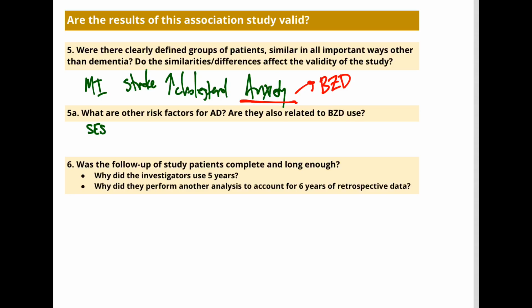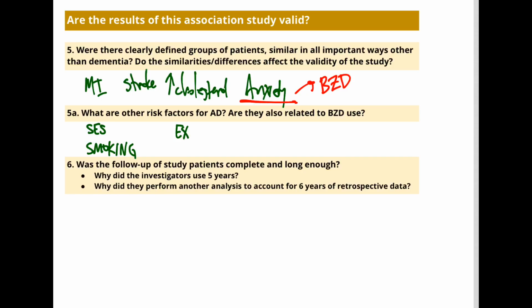So socioeconomic status is a risk factor for Alzheimer's disease, and it certainly is possible that individuals of lower socioeconomic status might get more benzodiazepines. Smoking is another risk factor, right? And I don't know that benzodiazepine users are more likely to smoke. So possible, but I don't know how so.